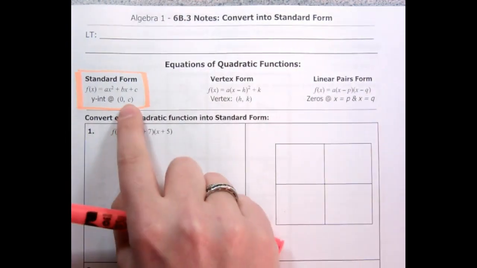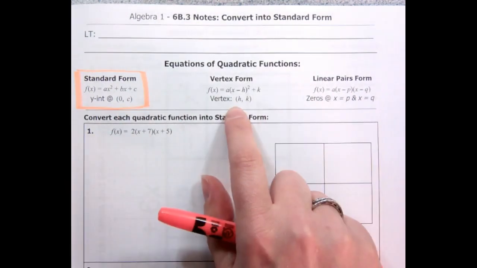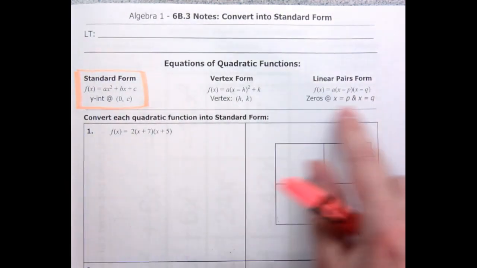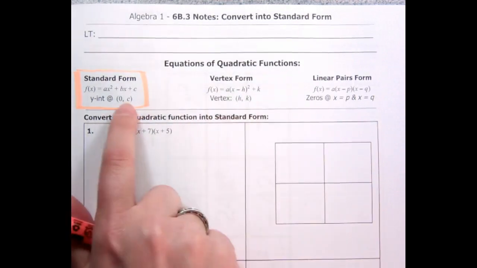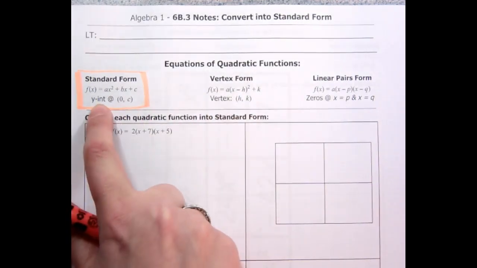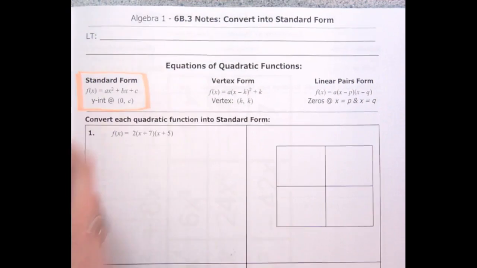So one thing you will notice, standard form has a C. Vertex form had a vertex. Linear pairs form had the zeros. So this time we're going to get C, which is our y-intercept. So first up, our learning target.